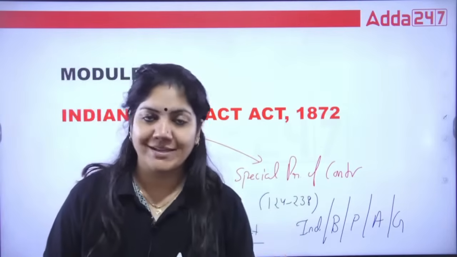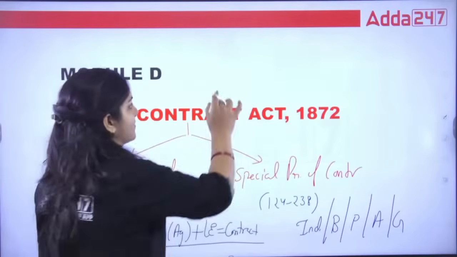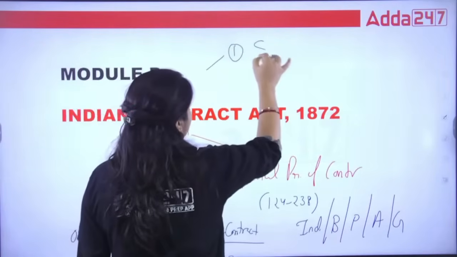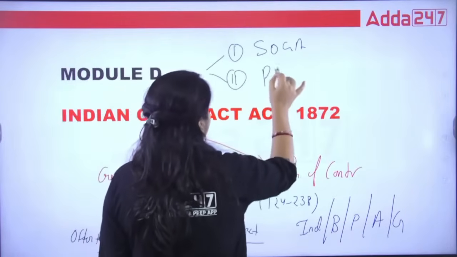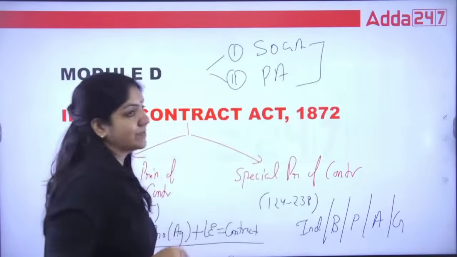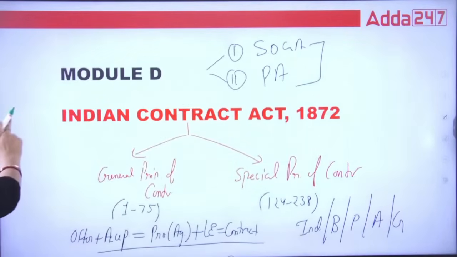So these are the 5 concepts given under section 124 to 238, but we do not have to study the sections. Okay. Now, from the Indian Contract Act, 2 acts have been removed, and that is your SOGA Act, Sale of Goods Act, and the second is your Partnership Act. These 2 acts have been removed. So this is very important. Okay. Now let's start with the session. Session number 1.